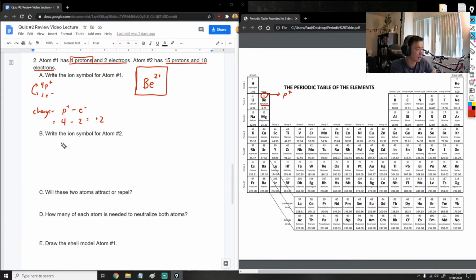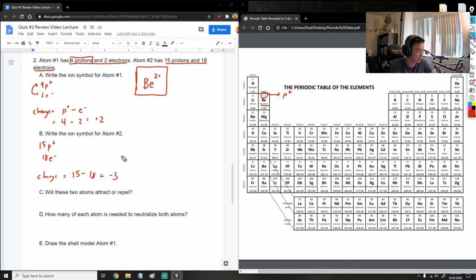Alright, the second atom, it's up here. It has 15 protons and 18 electrons. And we're going to calculate the charge. Okay, and the charge is going to be protons, so 15 minus electrons, 18. So 15 minus 18 is -3. Okay, so the charge is -3.